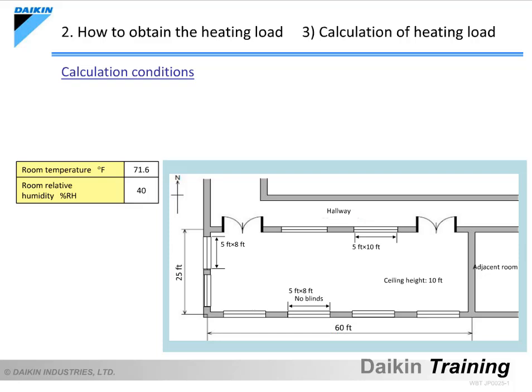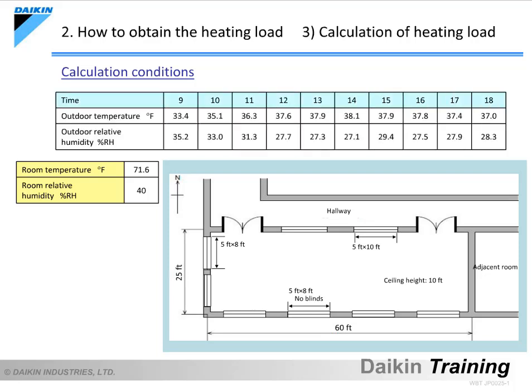In this case, the room temperature has been assumed as 71.6 degrees Fahrenheit, and the relative humidity as 40%. The outdoor temperature and relative humidity have been assumed as shown in the table according to the climatic conditions of Tokyo. These levels change with the time. The other conditions are assumed as the same as those used in the cooling load calculation.